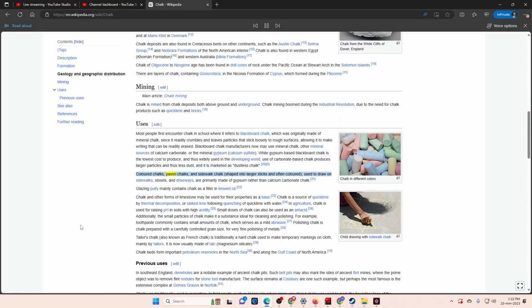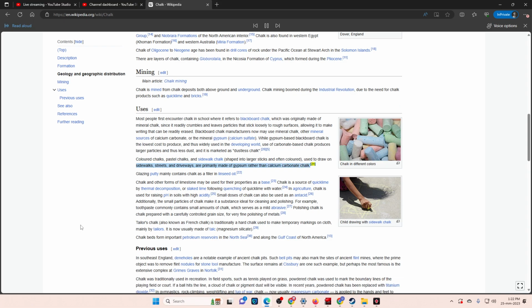Colored chalks, pastel chalks, and sidewalk chalk, shaped into larger sticks and often colored, used to draw on sidewalks, streets, and driveways, are primarily made of gypsum rather than calcium carbonate chalk. Glazing putty mainly contains chalk as a filler in linseed oil.